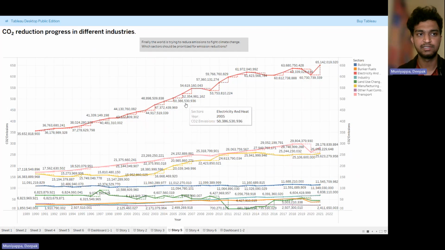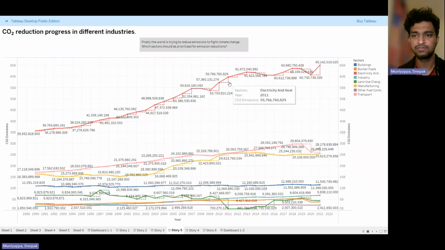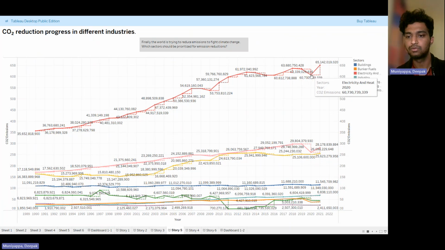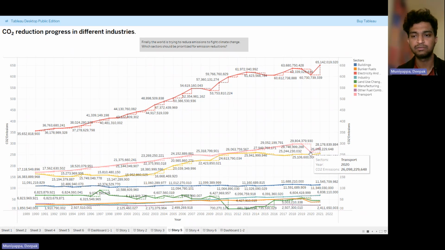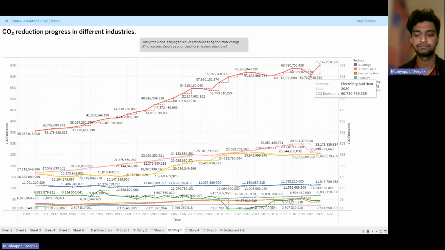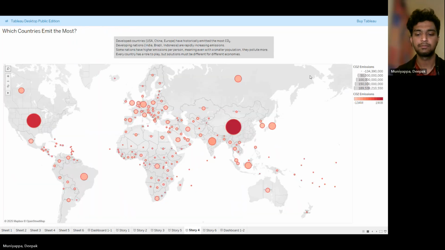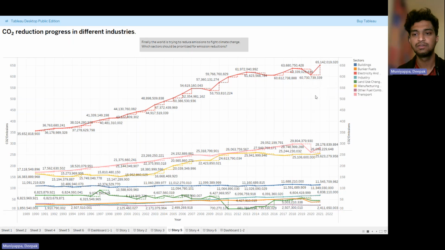Here as well, we can also see that there is a slight drop during the COVID period, during the pandemic, when the transportation industry went down and the manufacturing industry almost stopped. There's also a drop in electricity and heat generation industries. But there was no actual change in the reduction of carbon dioxide emissions from the industries.